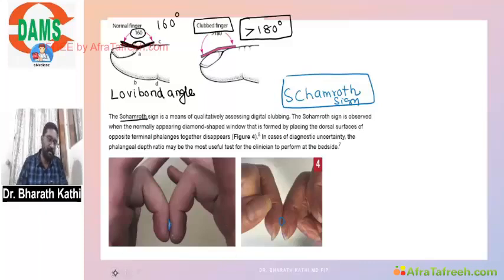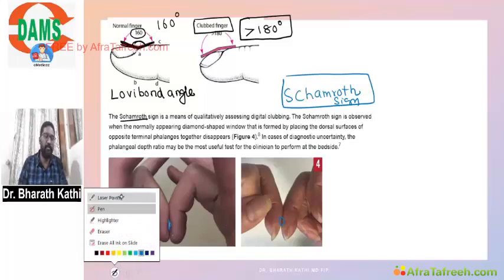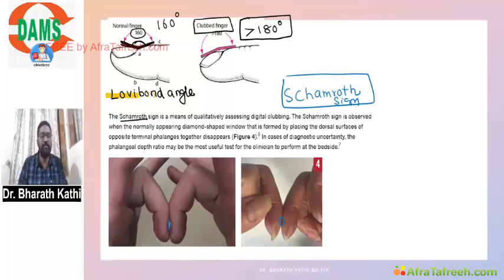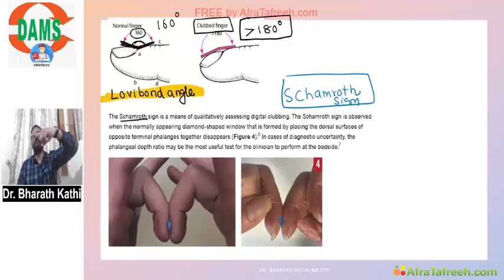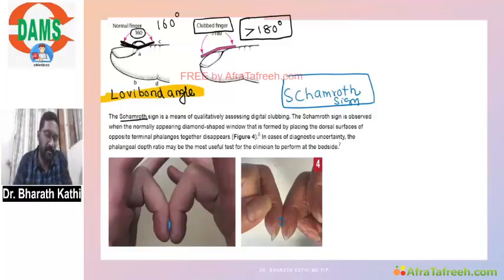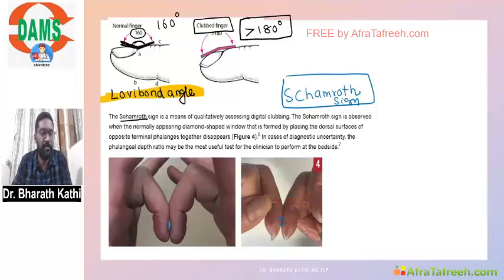So either you can assess by the Lovibond angle, which means seeing the side on view, also called the profile sign, or by approximating the nails and looking for that diamond shaped structure. If it is not present, it means there is clubbing. So these are the two common ways of assessing clubbing: one is seeing from the side, the Lovibond angle, and the other is observing the Shamroth sign.